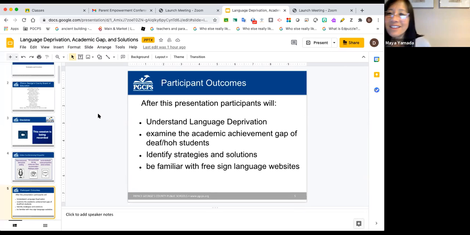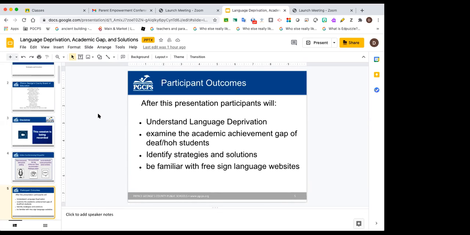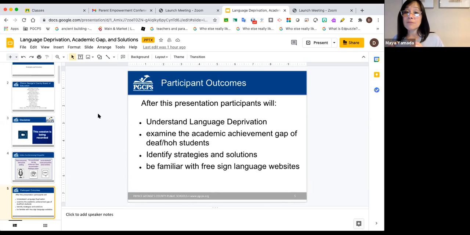Okay, so after I present, you will hopefully learn or get a basic understanding of language deprivation. You will be able to examine the academic achievement gap of deaf and hard of hearing students through samples. And then you'll be able to identify some strategies and solutions. And last but not least, you'll be familiar with some free sign language websites.